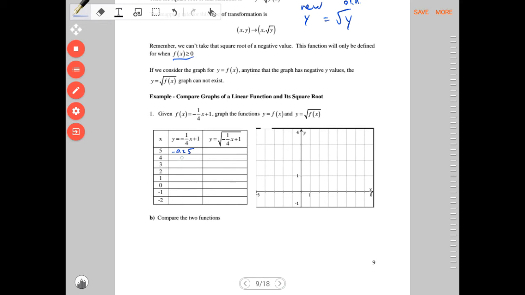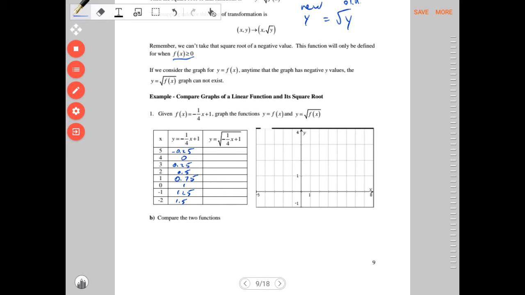When x is 4, y is 0. When x is 3, y is 0.25. When x is 2, y is 0.5. I'm just typing these into my calculator. I've already done these, so this part can be faster, but that's how you do this. You just type it in. When x is 0, y is 1, then 1.25, and then 1.5.